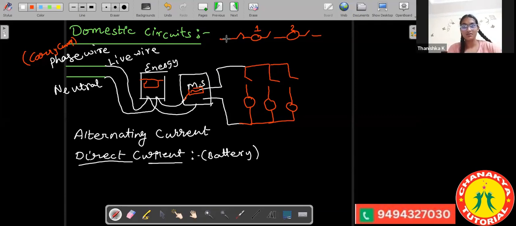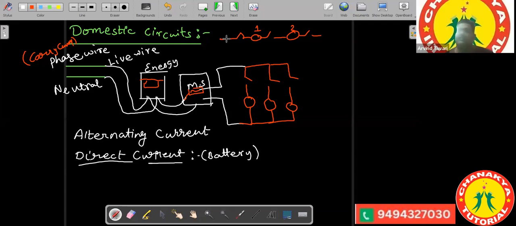So that means if you want to light a bulb, you have to run your fan also, and your TV also. Everything has to run. Are you getting it? In the series, whatever devices we connect, all of them must be on. Then only the devices will run.